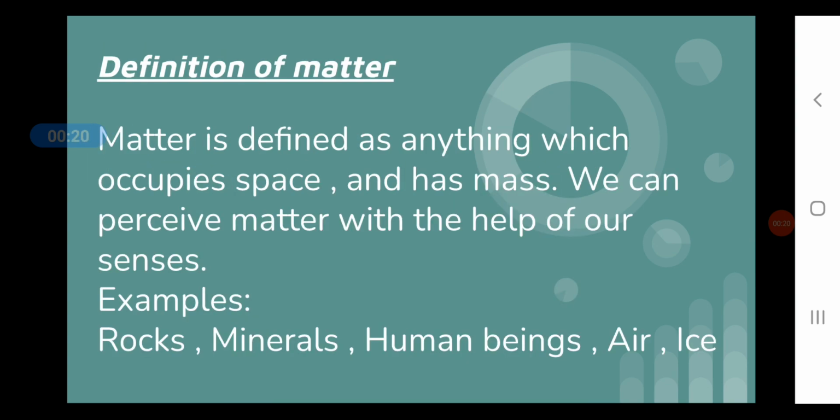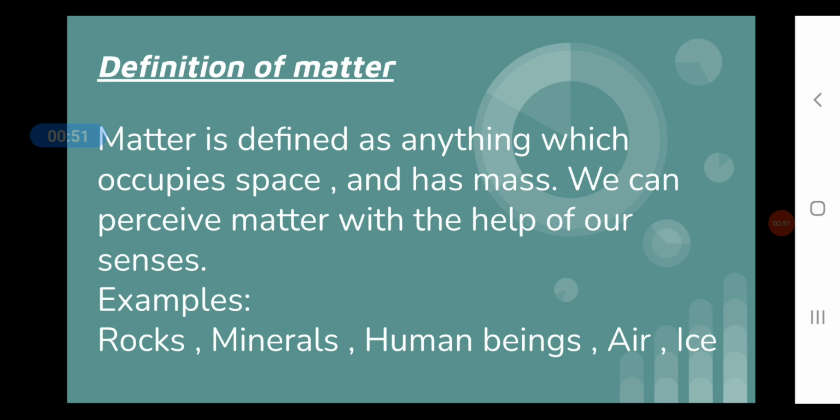Now, definition of matter. Matter is defined as anything which occupies space and has mass. We can perceive matter with the help of our senses. Take the example of air or a human being. The body of the human being does occupy some space and it has some mass also. And we are able to perceive the human being.